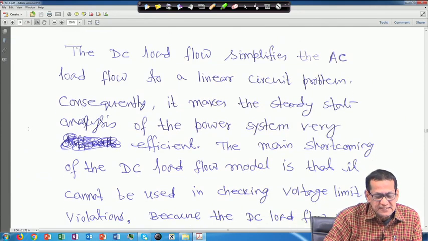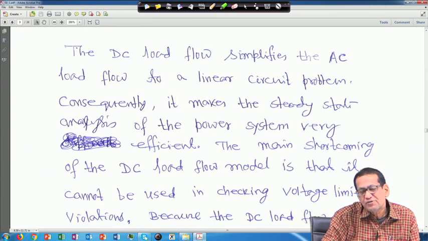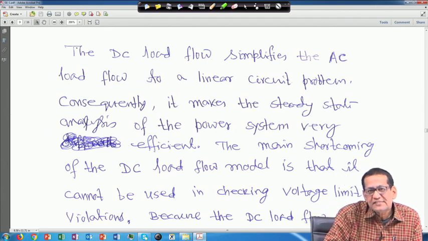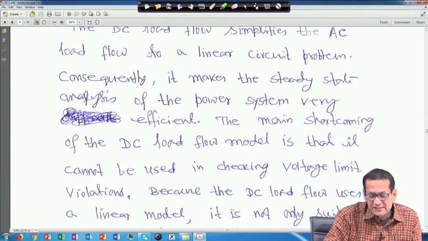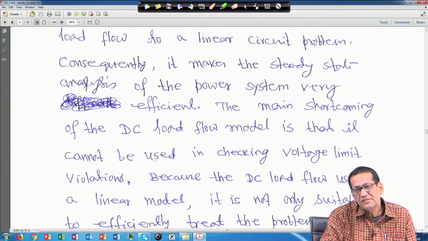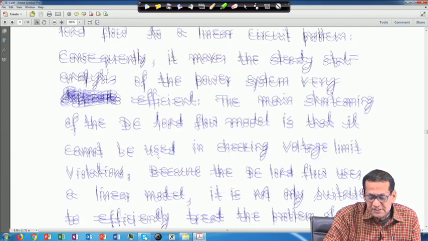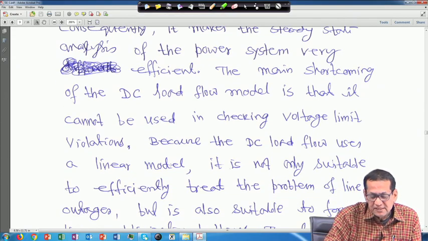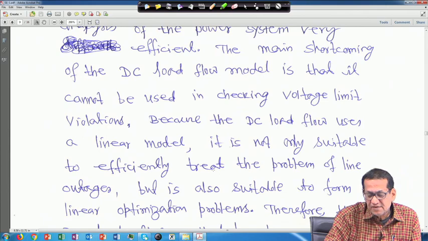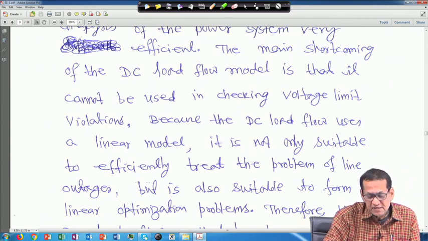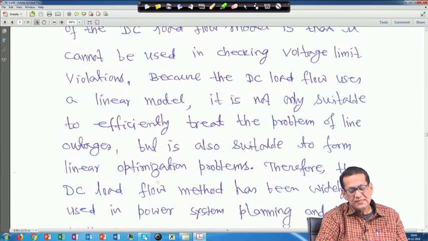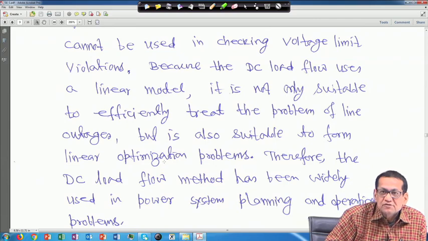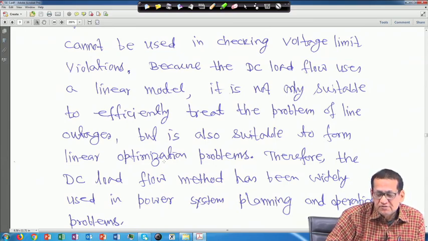Consequently, it makes the steady state analysis of the power system very efficient; you get the result quickly, although the result may not be exact, but it helps a lot. The main shortcoming of the DC load flow model is that it cannot be used in checking voltage limit violations. Because the DC load flow uses a linear model, it is suitable to efficiently treat the problem of line outages, and also suitable to form a linear optimization problem. So you get the solution directly, with no iterative method.